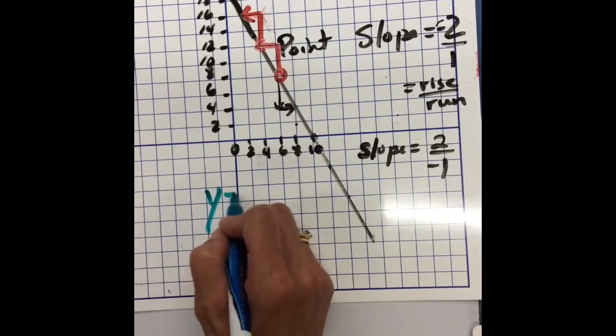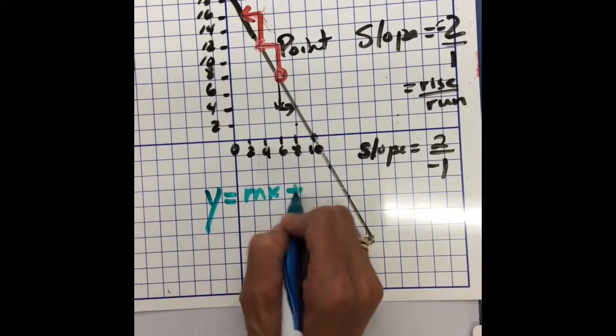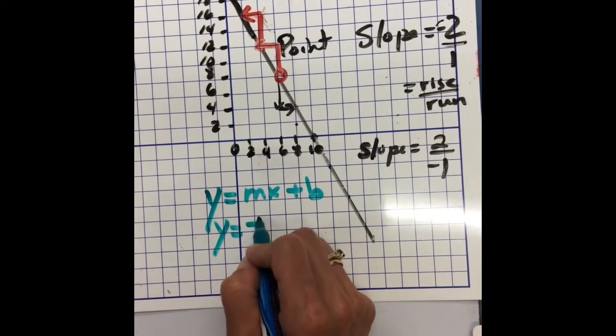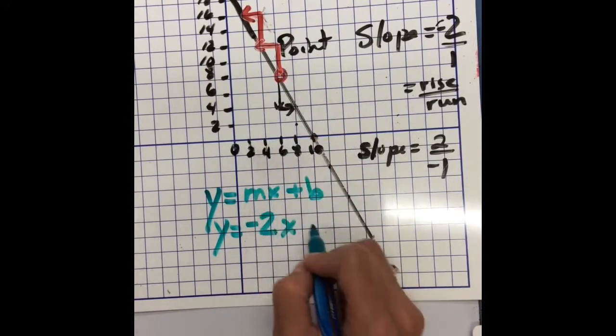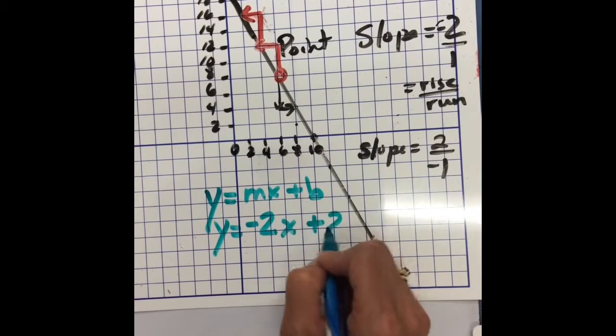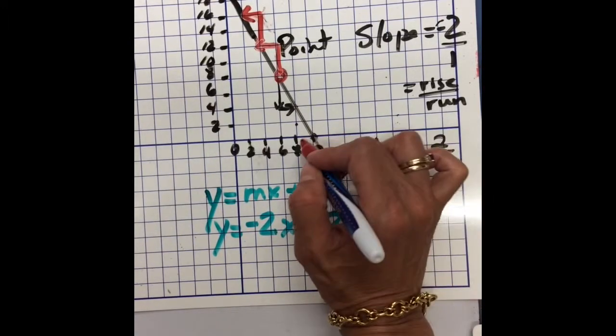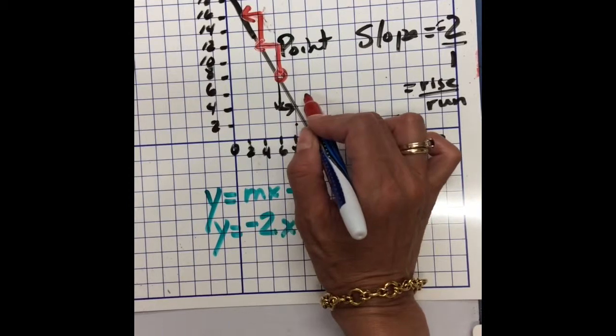And so our equation would equal mx plus b, where m is the slope, which we found, and it's -2x. And then 20 is our y-intercept. We can check and see if this works. Let's take a point on the graph. Here's a point 8 and 4.